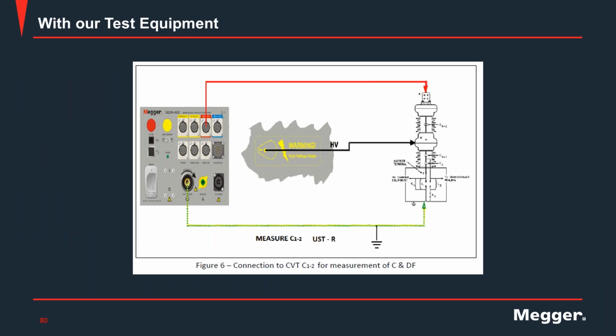With our test equipment, this is how you connect the CVT with the Delta 4000. Warning: we inject 10 kV, so serious safety considerations must be kept in mind.